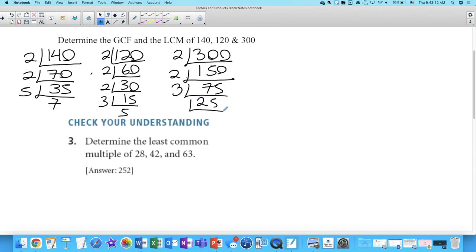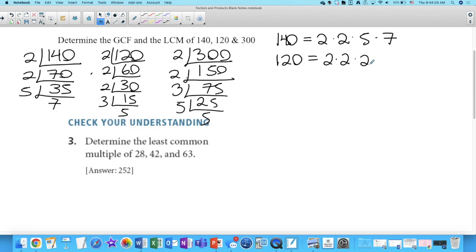Okay? And this is why I mentioned when we were first talking about prime factorization, it's helpful to write them from least to greatest, because here we need to compare. And if it's organized, it's easier to compare. So 140 is 2 times 2 times 5 times 7. 120 is 2 times 2 times 2 times 3 times 5. And 300 is 2 times 2 times 3 times 5 times 5.